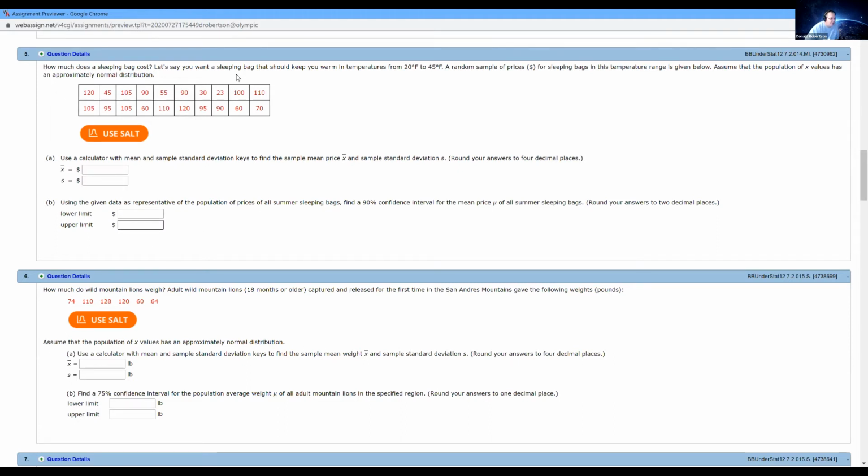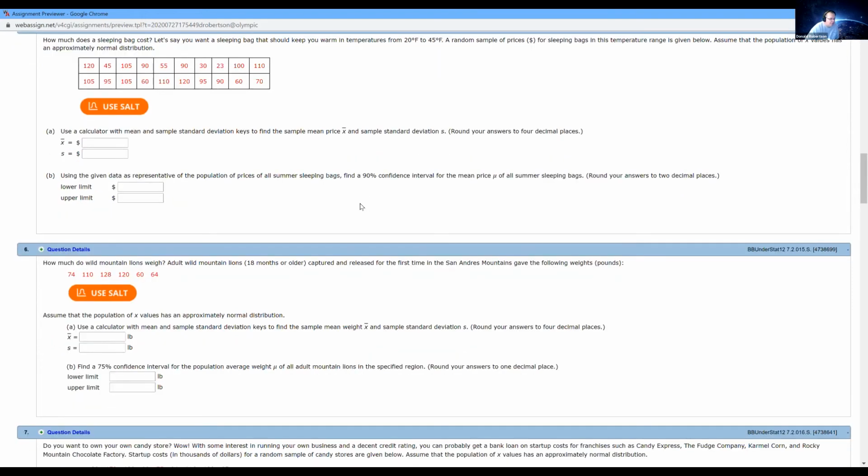Do you see all they did here was change the story? This is the price. So when you're finished, you're going to say the average price of a sleeping bag is 92 to 105, right? You're going to get that as your limits. And this one is going to be based on a 90% confidence interval. So we're 90% sure that the average, the typical cost of a sleeping bag is this number. That makes sense? Right.